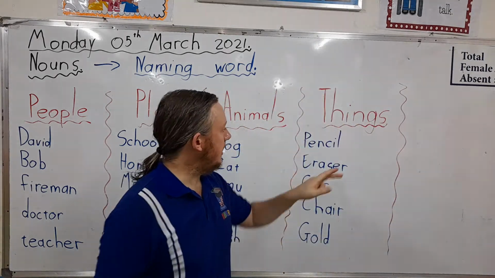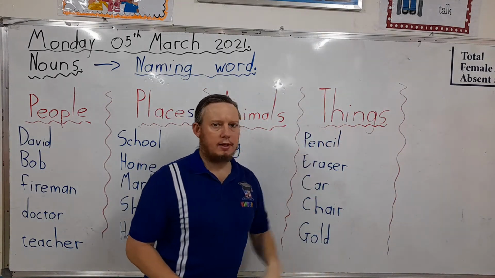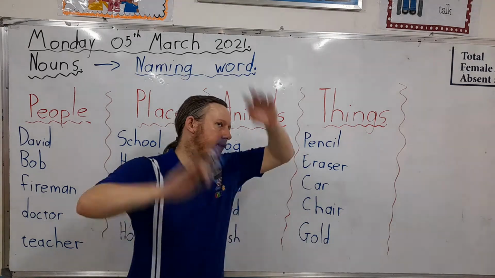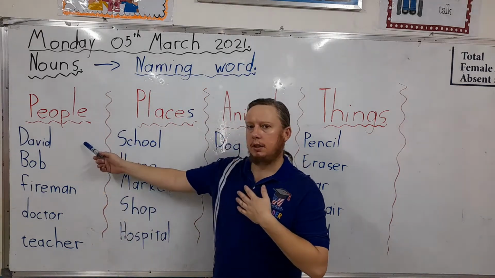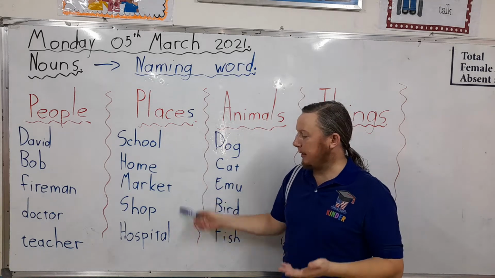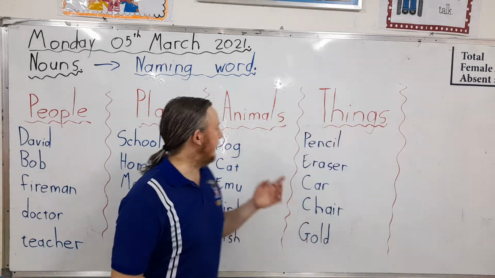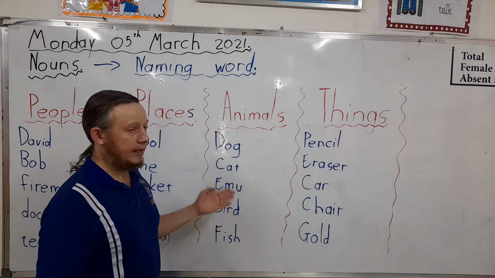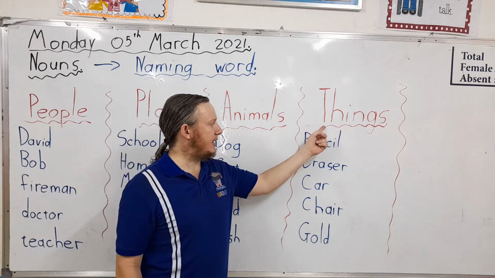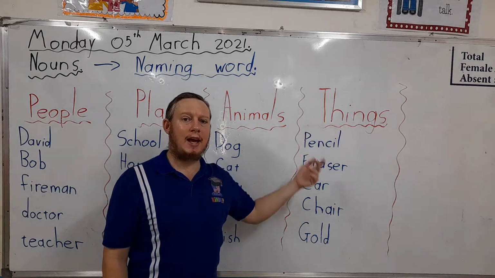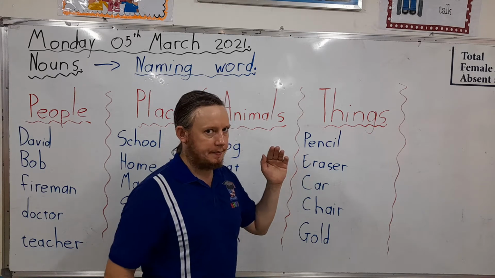The last category, things, this is for everything else. Everything. If it's not a human, if it's not a building or a place, or it's not an animal, then it has to be a thing. These are usually inanimate objects and they're not alive.